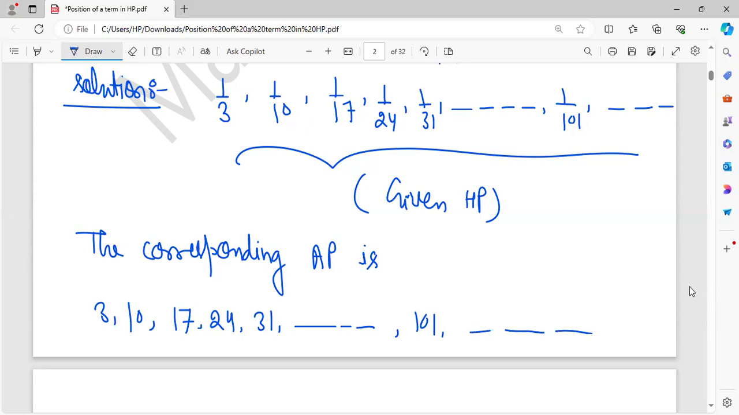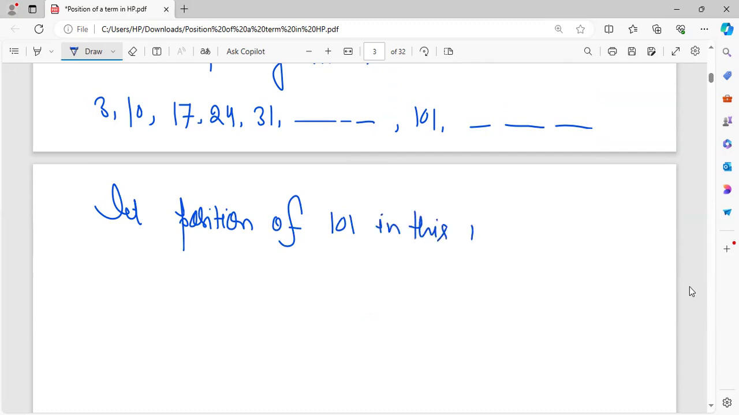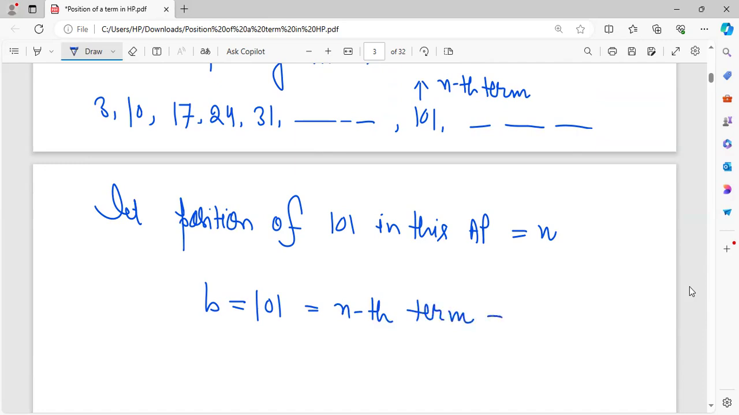Okay. So let the position of 101 in this AP be n. So if the position is n, it is the nth term of this AP. So this implies B is equal to 101. Okay. And that is the nth term. And what is the formula of the nth term? A plus n minus 1 into D.